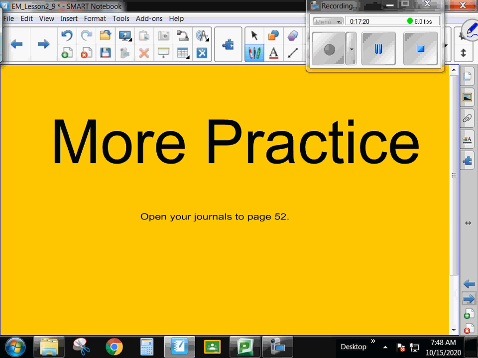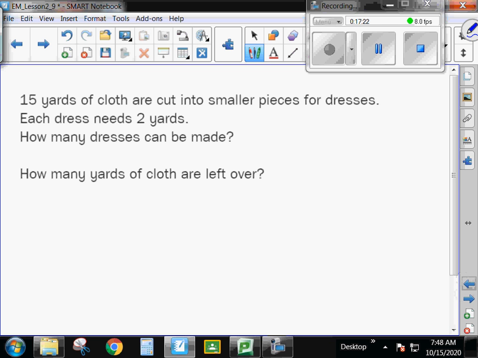All right, one more and then I'm going to send you off to your workbook. There are 15 yards of cloth. Let's see, 15 yards of cloth are cut into smaller pieces for dresses. Okay, so I'm kind of visualizing this stretch of cloth here, and it's cut into smaller pieces for dresses. Now it says each dress needs 2 yards. So how many dresses can be made?